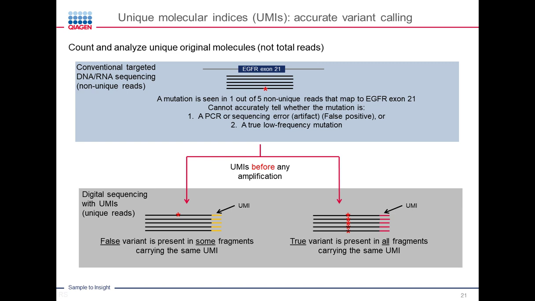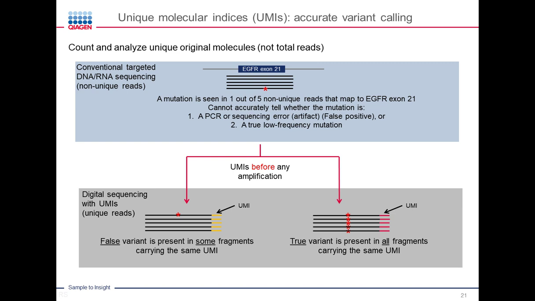So with UMIs that have been incorporated, again, before any amplification takes place, you can now tell the difference between a true low frequency mutation and a PCR or sequencing error by examining these unique molecular indices across all of those reads that map back to that specific region. On the lower left-hand side of the slide, you see a false variant, because that specific variant is part of 5 different reads that map back to exon 21 of EGFR that contain the same unique molecular index.